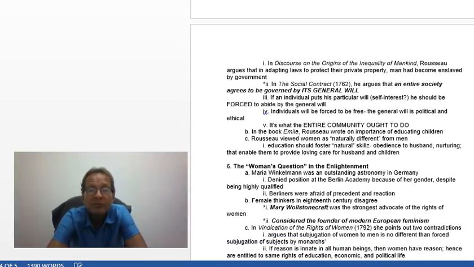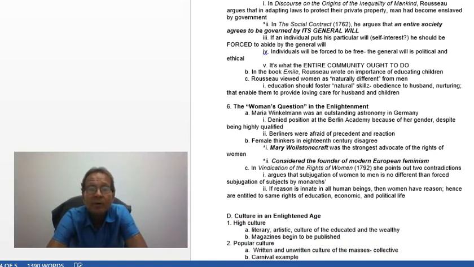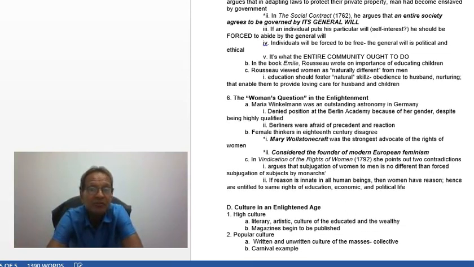There were women during the Enlightenment. Maria Winckelmann was an outstanding astronomer in Germany, but she's denied a position because of her sex. Female thinkers in the 18th century disagreed with many of these male findings. Mary Wollstonecraft was the strongest advocate of the rights of women. She is a very early proto-feminist, and she is considered the founder of modern European feminism.